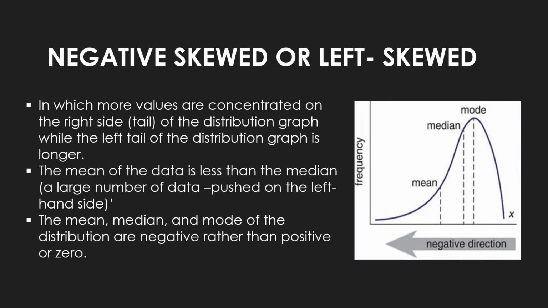So, what is a negative skewed or left skewed distribution? In which more values are concentrated on the right side of the distribution, while the left tail of the distribution graph is longer. The mean of the data is less than the median. Actually, a large number of data is pushed on the left hand side. So here the mean, median and mode of the distribution are negative rather than positive or 0.